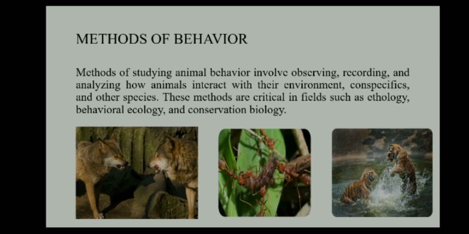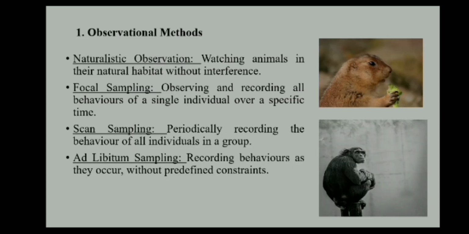Methods of studying animal behavior involve observing, recording, and analyzing how animals interact with their environment, conspecifics, and other species. These methods are critical in fields such as ethology, behavioral ecology, and conservation biology. First one, observation method. It has four types.